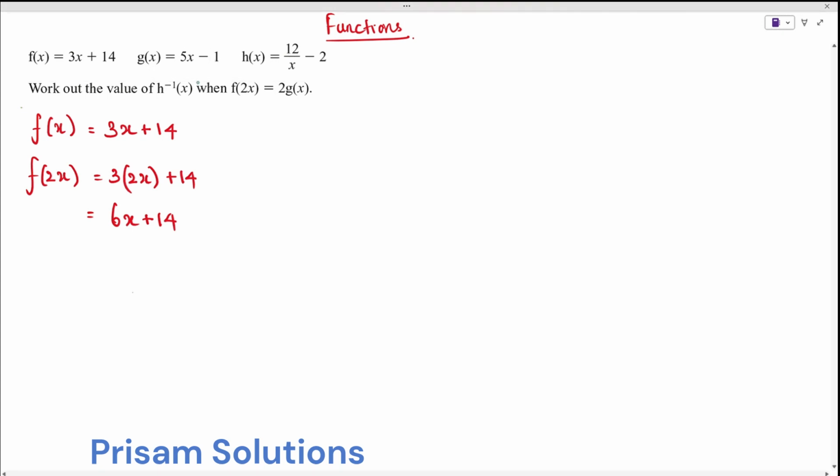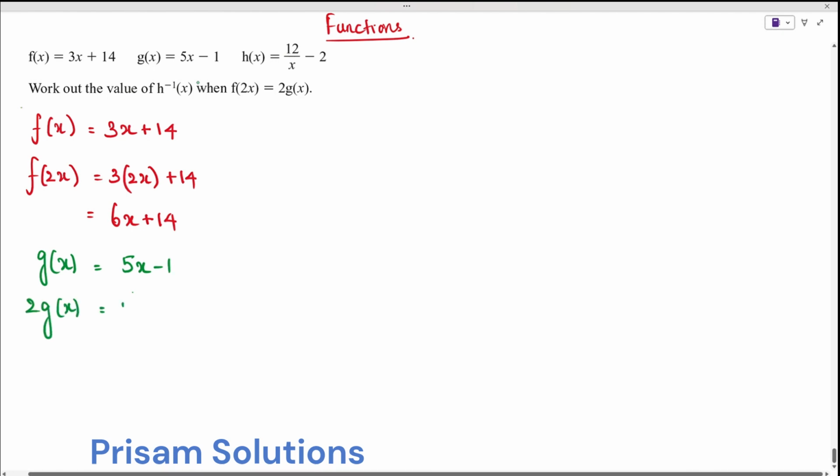Next, we will find 2 times g of x. g of x, as given in the question, is equal to 5x minus 1. 2 times g of x is 2 times 5x minus 1, and this gives us 10x minus 2.